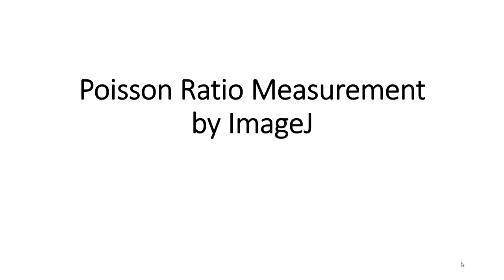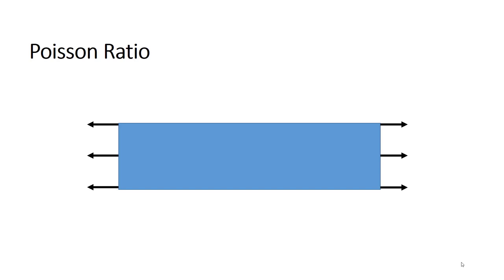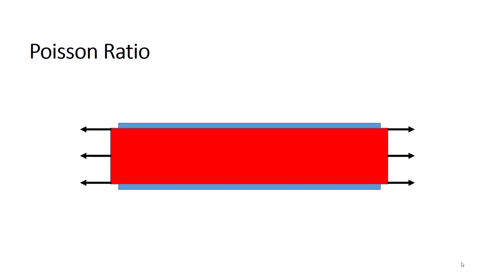Welcome to this video. In this video, we are gonna explain measurement of Poisson ratio by ImageJ in large structures with large strains. When we apply tension or compression to a specimen, the specimen shows strains in both longitudinal and transverse directions. The Poisson ratio is the ratio between the strains in transverse and longitudinal directions.